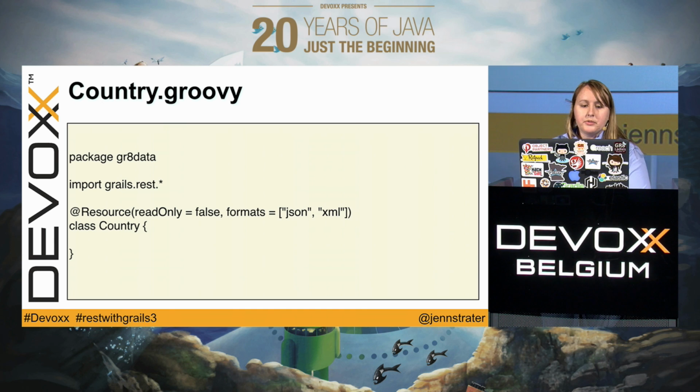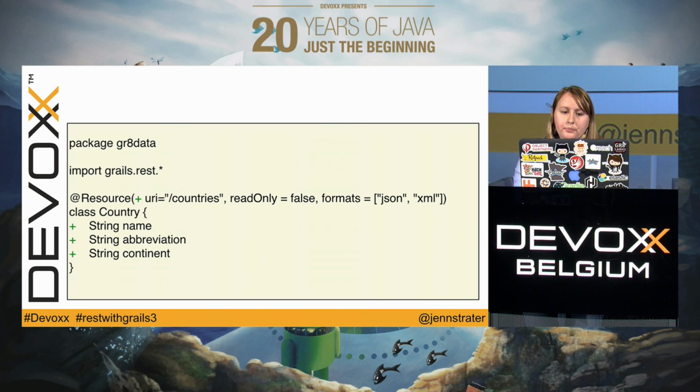You get the default package, which imports all the REST stuff, and it annotates the class with @Resource. We get default formats of JSON and XML, and there's nothing in here. But what I wanted to do was then start configuring it. So I added a custom URI. I like to use plurals, so by default we have /country, but I wanted /countries. I also added the three properties here: string name, string abbreviation, and string continent. This is a really simple way to get started, with very little code here.